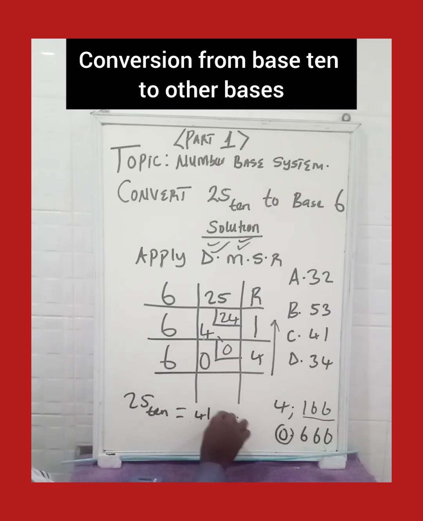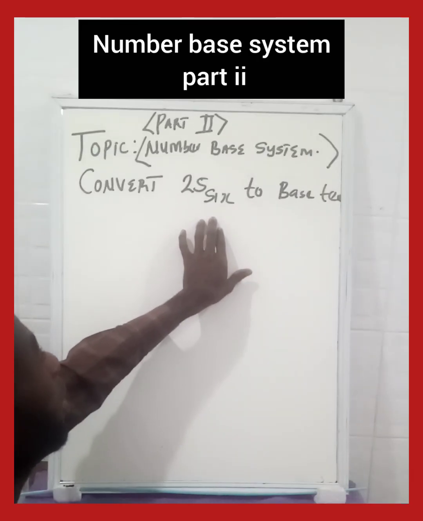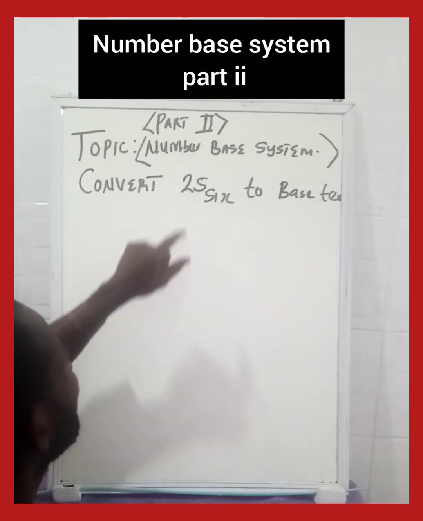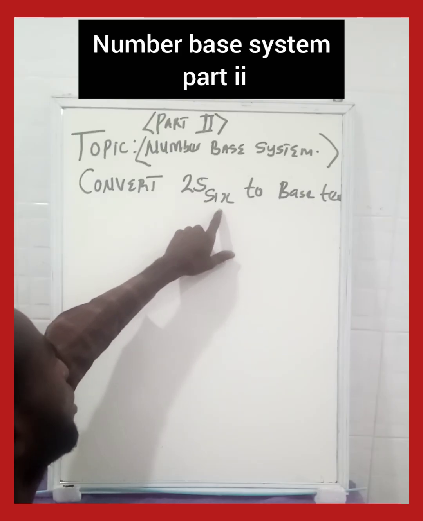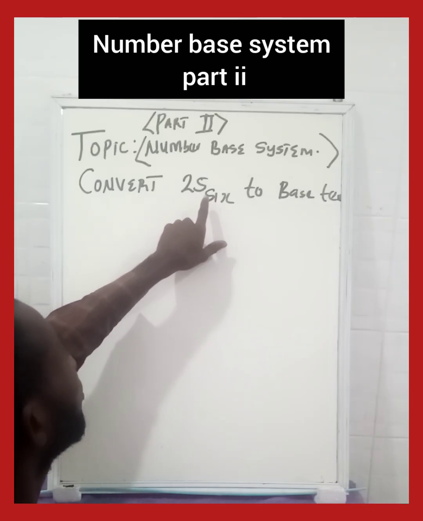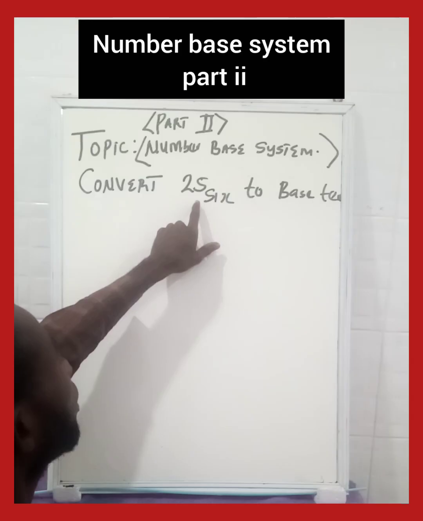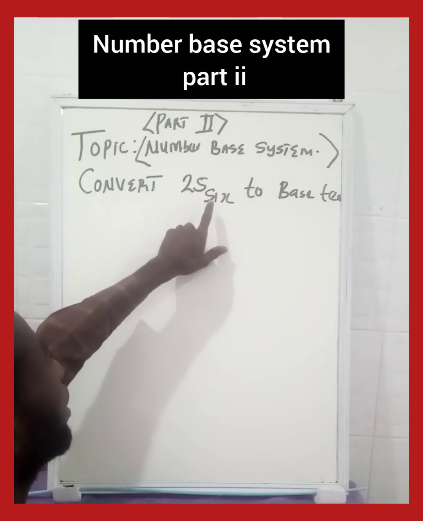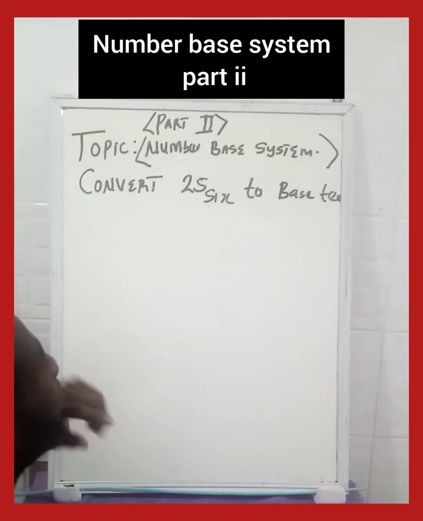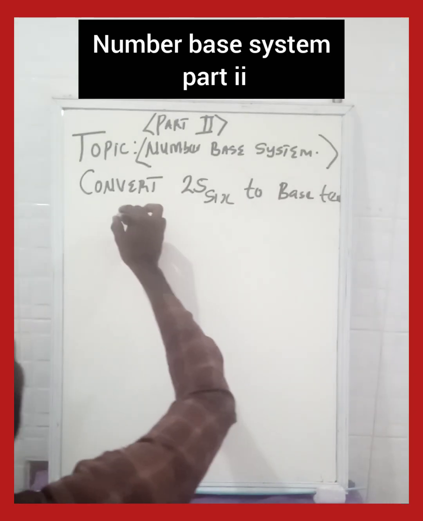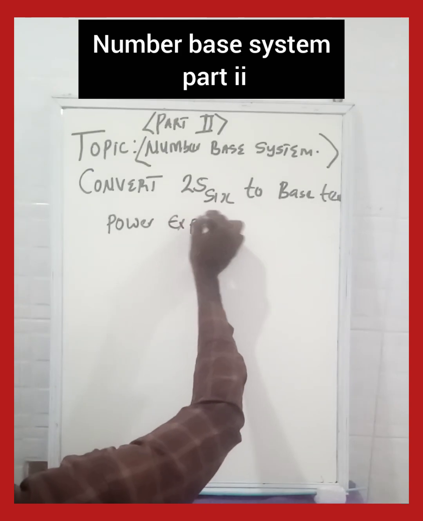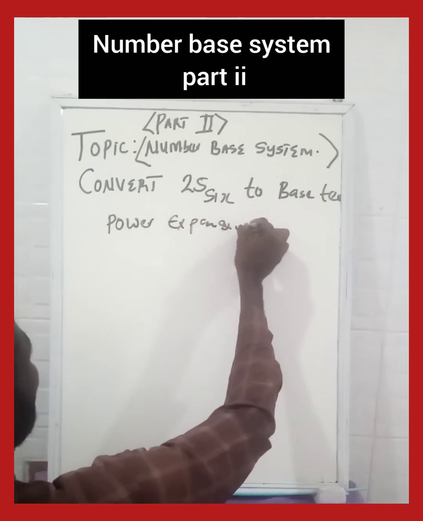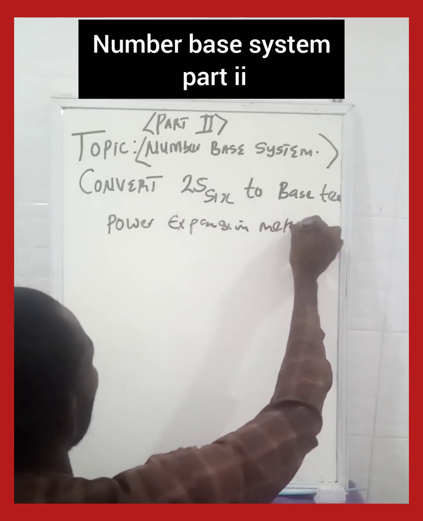Now, conversion from other base to base 10. The number that is given should always be lesser than the base. If the base is 6, the number should be 1, 2, 3 down to 5. It cannot be equal to 6 and it cannot be greater than 6. Now the method we are going to use is called the power expansion method. We are going to use the power expansion method to solve this problem.